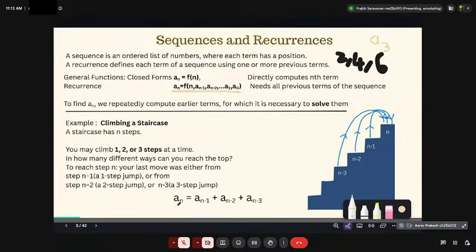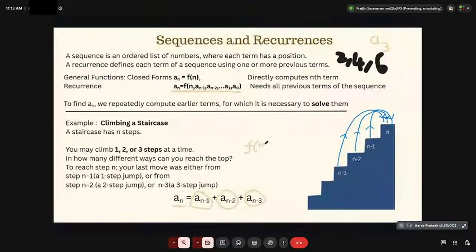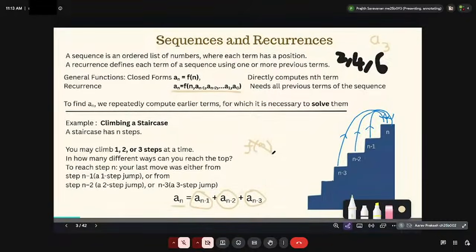If we represent an to be the number of ways of reaching the nth step, we can write that as the number of ways of reaching n minus 1, plus n minus 2, plus n minus 3, because there is no other way of reaching our step. This is called a recurrence because there is no direct way of computing what the an value will be. It cannot be written as a function of n. But we can actually solve this recurrence and then write it in that form, which is what we'll be covering in this whole lecture.